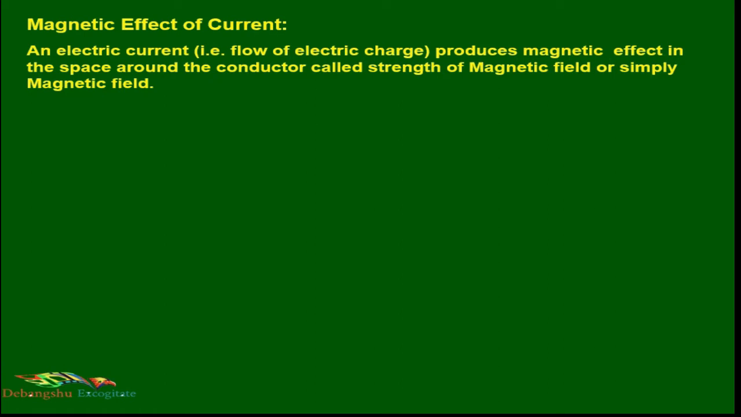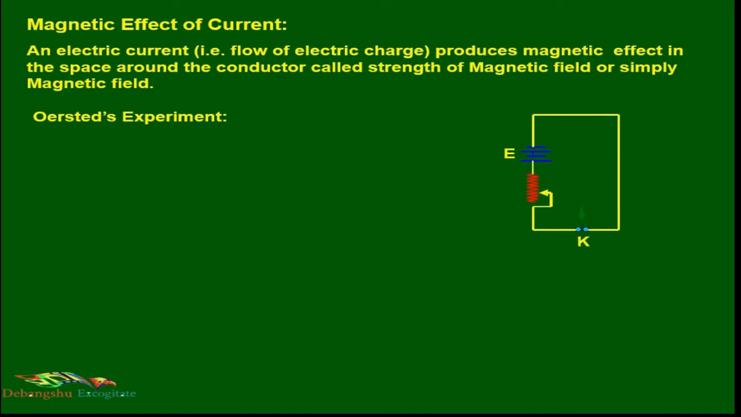Electric current, that is the flow of electric charge, produces a magnetic effect in the space around the conductor, called strength of magnetic field or simply magnetic field. There is an experiment. It's an Oersted experiment. In fact, it was accidentally invented, but this is the basic idea which actually has given rise to the relation between electric current and the magnetic field.